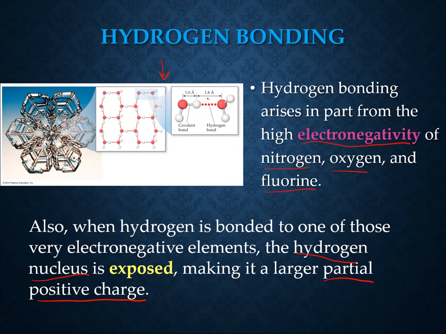And here, just showing you the dotted line again, which is the hydrogen bond versus the covalent bond, and you can see their distances, 1.8 angstroms versus 1.0 angstroms, looking at the arrangement here of that hydrogen bond.